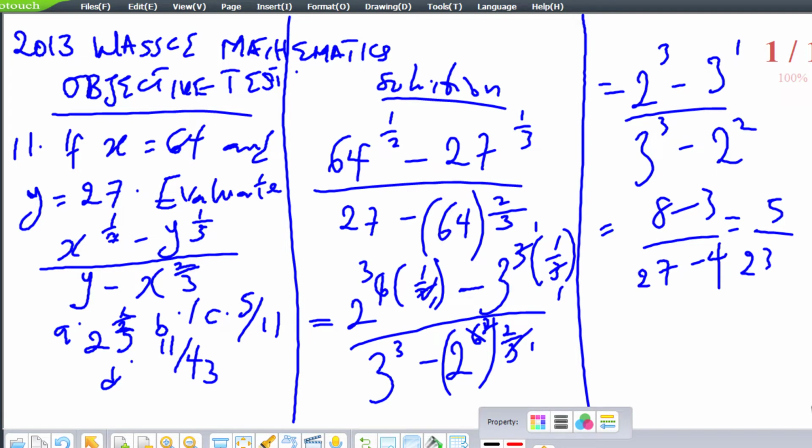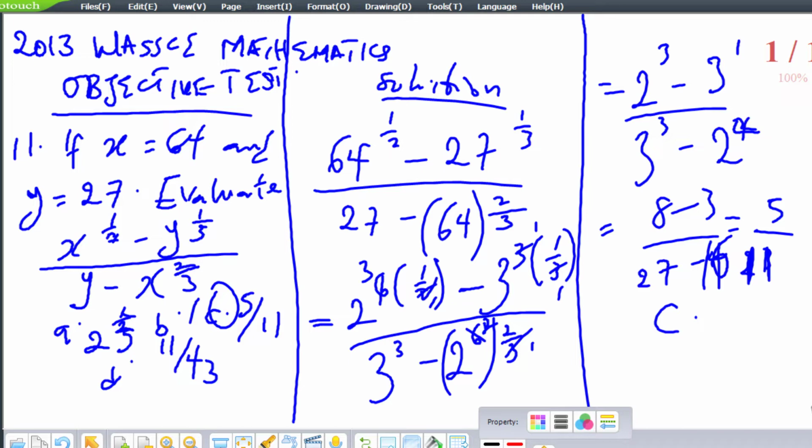So in this case, we have 2 raised to power 2 times 2, that's 2 raised to power 4. And 2 raised to power 4 is actually 16, not 4. Then 27 minus 16, that's 11. So we have 5 all over 11. So that's going to be option C. So the correct answer is actually option C. So that we get that right.